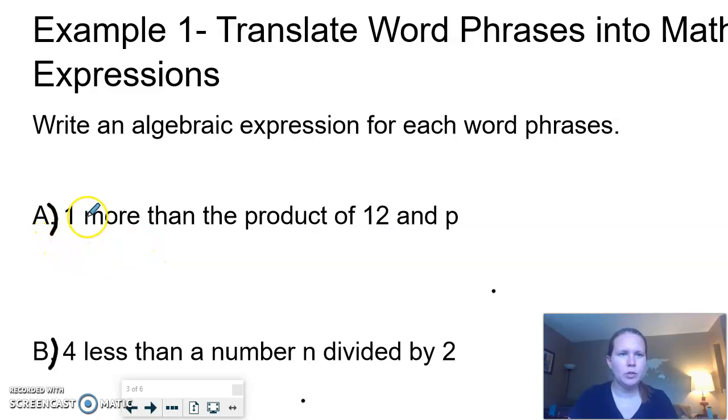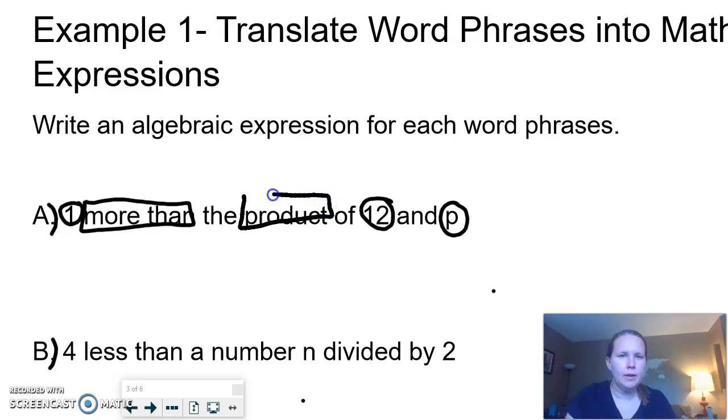I've got part A, which says 1 more than the product of 12 and P. So we're going to have to break it apart based on numbers and variables, and then we'll take a look at any important words or phrases. In that power math that I like to use, one of the parts is to circle any important numbers or any important phrases. In this case, let's just do our numbers. So we've got 12, we've got P, and we've got 1. Then let's take apart some of these words. We've got more than, and we have product.